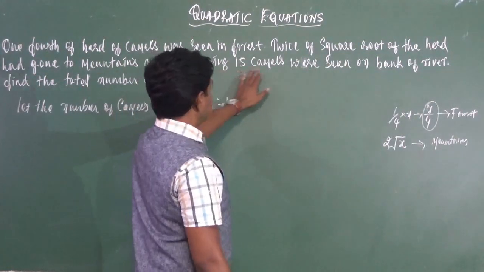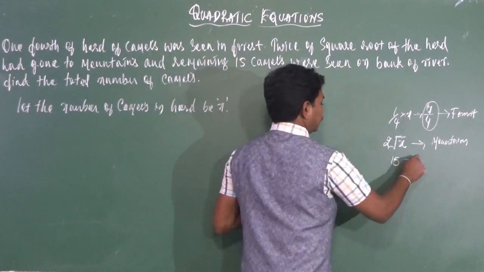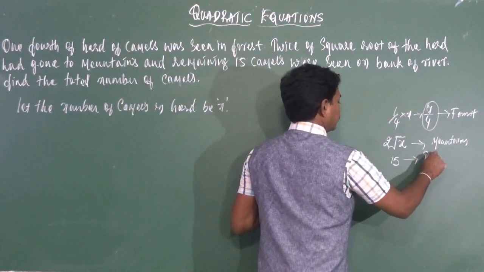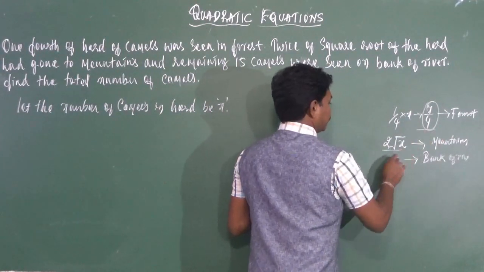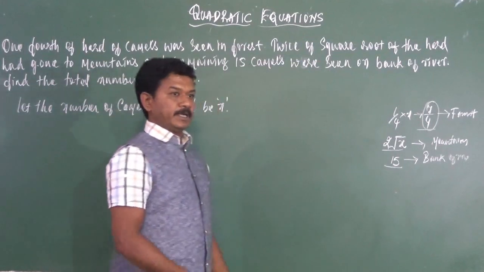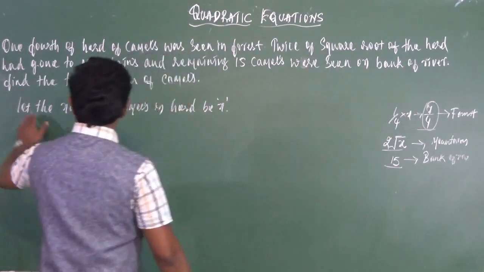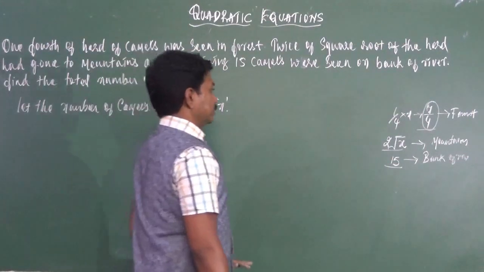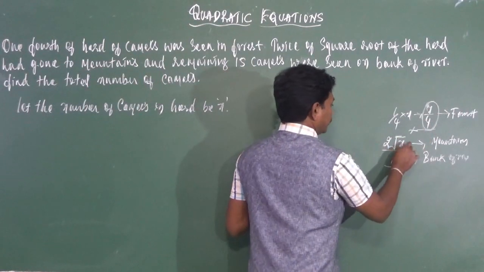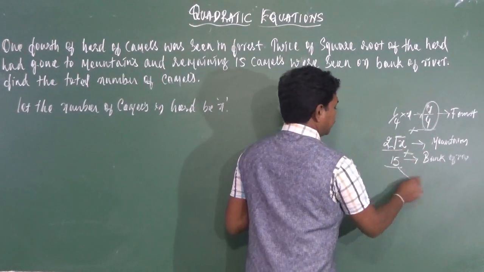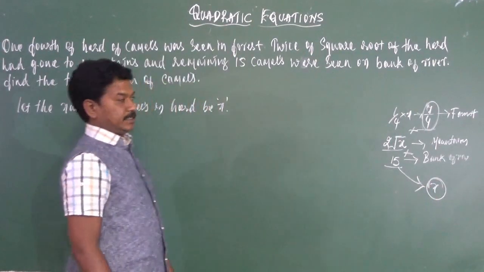And the remaining 15 camels were seen on the bank of a river. So there are 3 groups of camels which make a single herd. Now he is asking us to find the total number of camels. So you have to add X by 4 plus 2 root X plus this 15, which gives you the total number of camels in the herd, that is X.